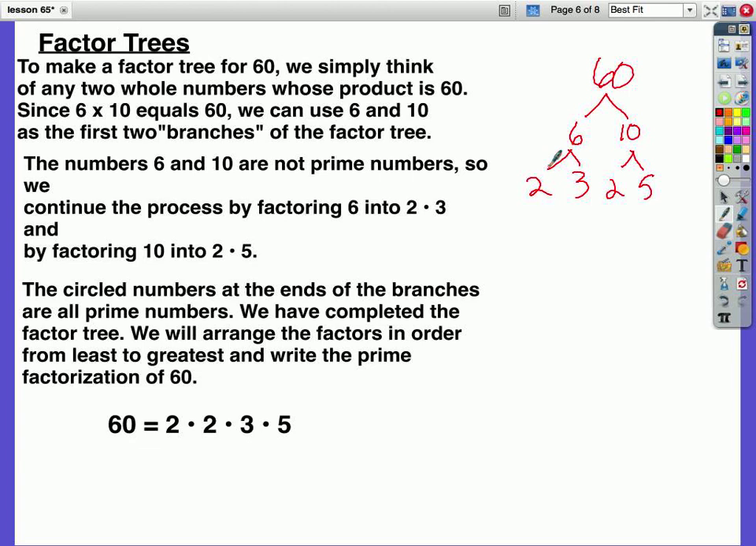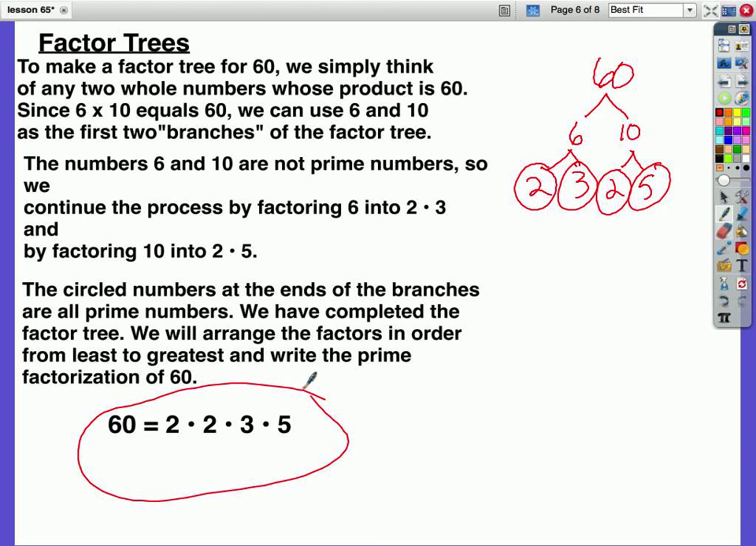Now, if one of our numbers off our branches is prime, I'm going to circle it to say that's the end of it. Now, notice all these are circled, they're all prime. The circled numbers at the ends of the branches are all prime numbers. We have completed the factor tree, so we'll arrange the factors in order from least to greatest and write the prime factorization of 60. So you have 2 times 2 times 3 times 5 is the prime factorization of 60. Okay? This is my favorite method. I think this is easier because you can break it up into multiplication facts that you know.